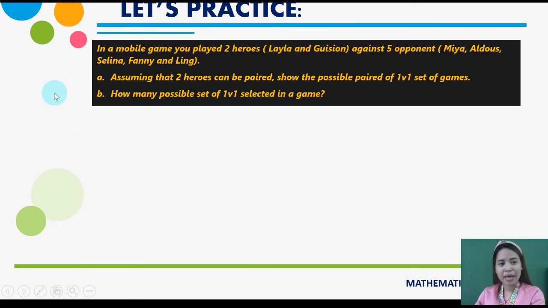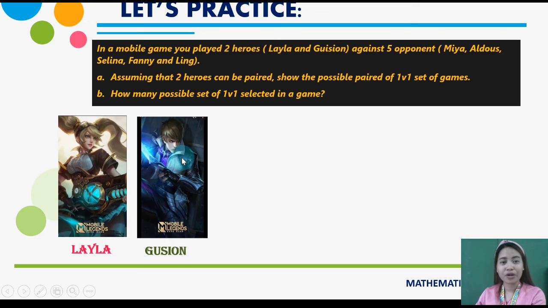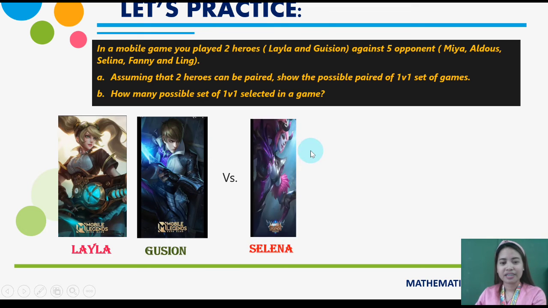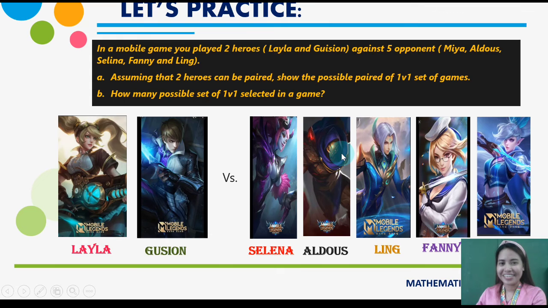We have here a problem. In a mobile game, you played 2 heroes, Layla and Gusion, against 5 opponents which are Mia, Aldous, Selena, Fanny, and Ling. Assuming that the 2 heroes can be paired, show the possible pairs of 1 versus 1 set of games and how many possible sets of 1 versus 1 can be selected in a game. Let me introduce to you our players. We have Layla and Gusion. They are partners, versus Selena, Aldous, Ling, Fanny, and Mia.